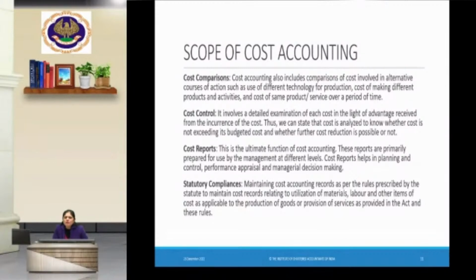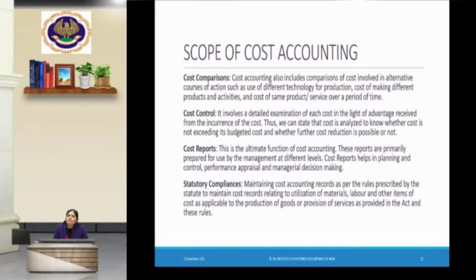Such as the use of different technology. We also compare the cost if, let us say, we use a different technology, because different technologies have different costing. So that is the whole scenario. We compare the cost for alternative courses, for different technology, and for the cost of making different products or services. If I make product A, product B, or product C, what is the cost of all three products? So we always have alternatives.